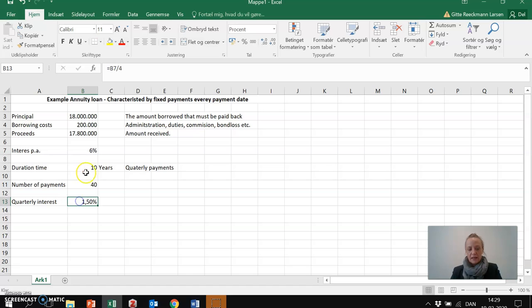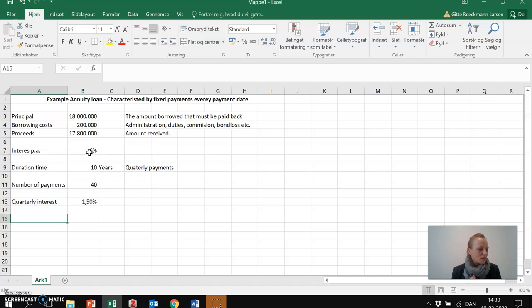The reason for this: if you had payments every half year, so 2 times a year, you would only divide 6 by 2, so the interest per payment would be 3%. If you have yearly payments, you wouldn't divide the 6. Then the 6% would be the interest you pay every installment. Hopefully that makes sense. Otherwise, we will take it further in class.